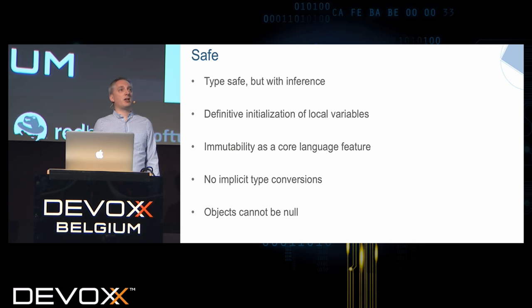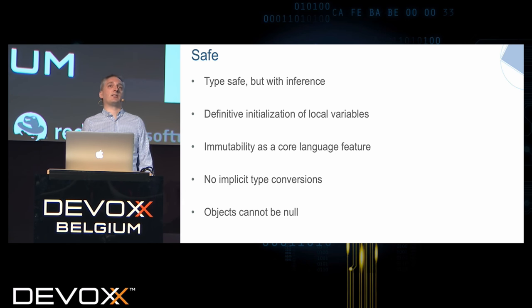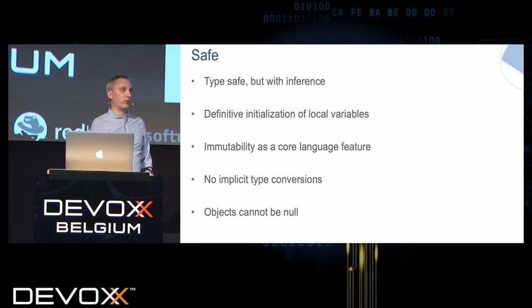It has no implicit type conversions. If you want to go from a 64-bit to a 32-bit int, or vice versa, or you want to convert between an int or a string, you have to say so. Nothing comes for free. You have to say where you're going from and where you're going to, and that forces you to think at programming time about these things. So issues like integer overflows, type conversion errors, all those things have been designed out of the language.